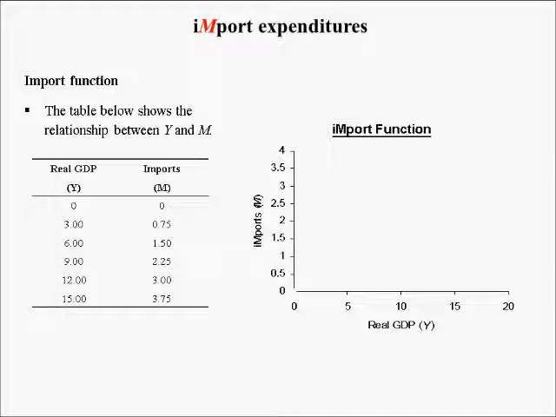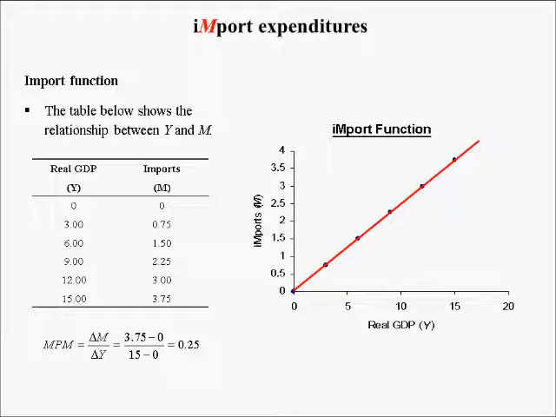This table comes from the textbook. So we're going to use it to derive the import function. Now, when real GDP is zero, imports are zero. When real GDP is 3 trillion, imports are 0.75 trillion. When real GDP is 6 trillion, imports are 1.5 trillion, etc., etc. And then when real GDP is 15 trillion, imports are 3.75 trillion. The line fitting these data points is the import function.